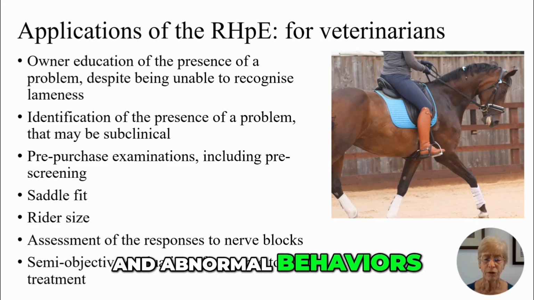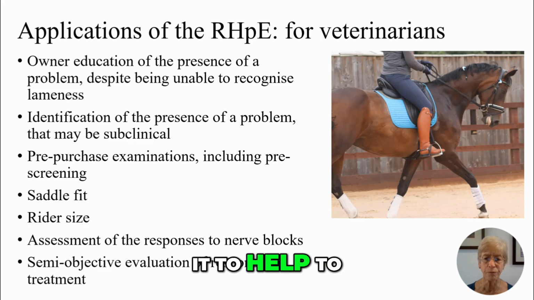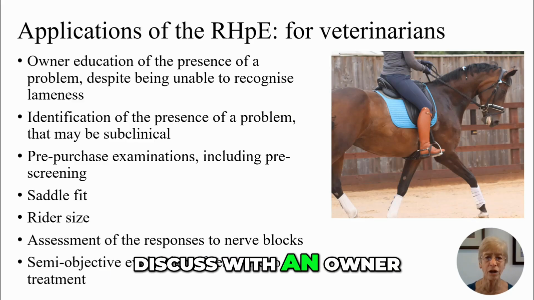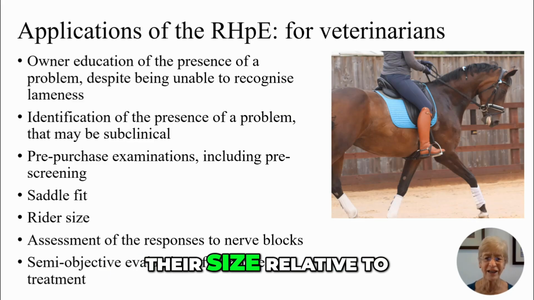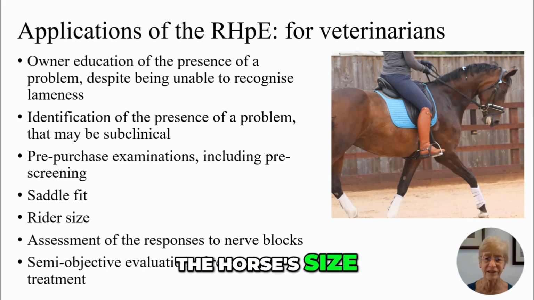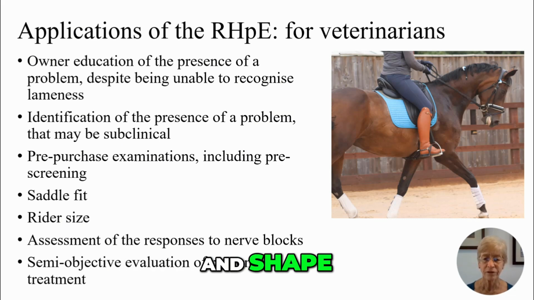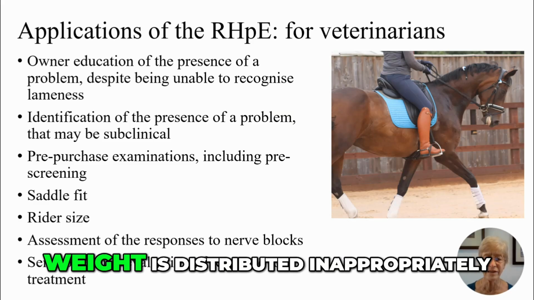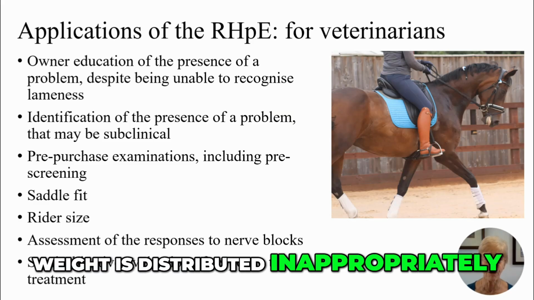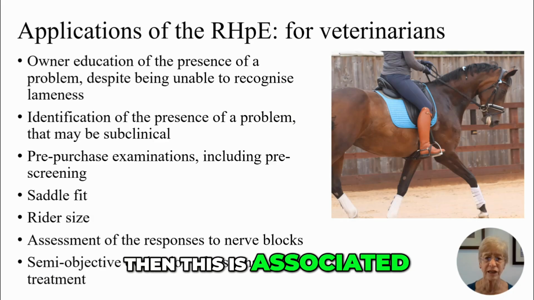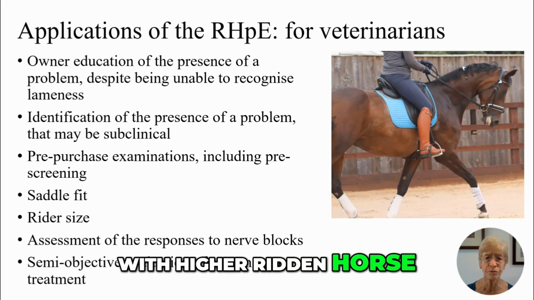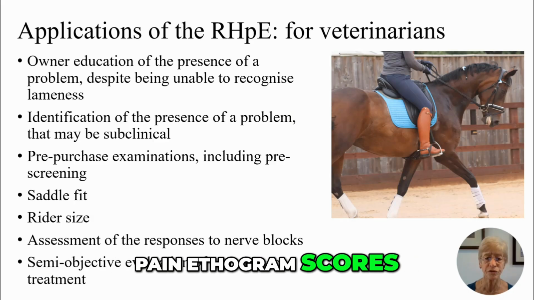behaviours. We also can use it to help to discuss with an owner their size relative to the horse's size. And this includes height and shape as well as body weight. We know that if the weight is distributed inappropriately, then this is associated with higher ridden horse pain ethogram scores.